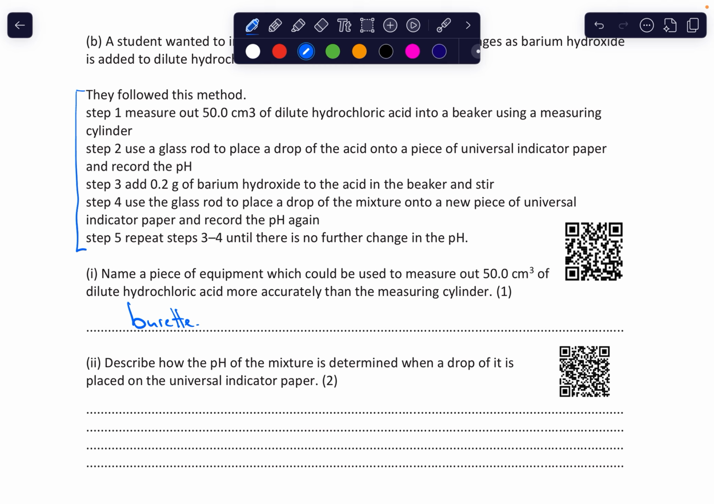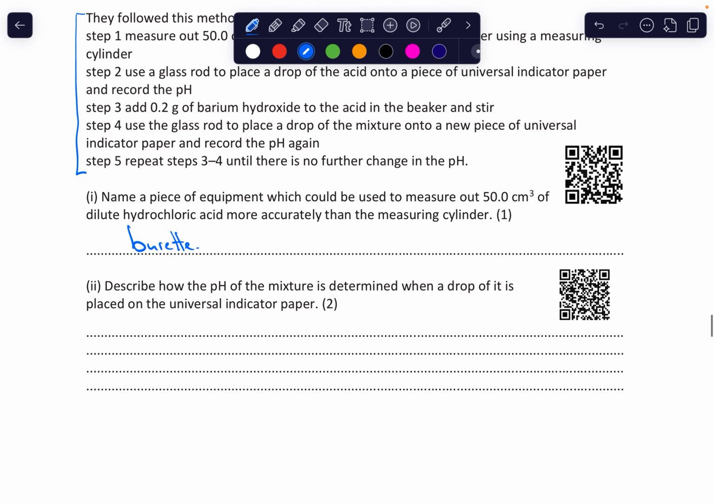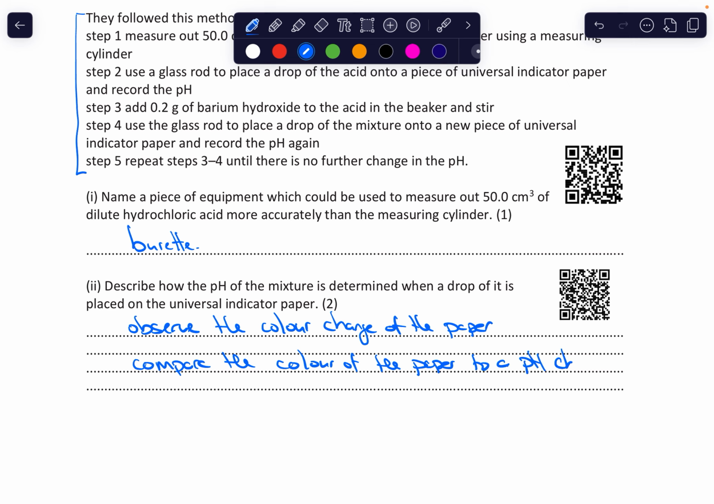Describe how the pH could be obtained when a drop is placed on a universal indicator paper. So what you would do there is observe the colour change of the paper. The paper will change colour. And then what you would do is compare that to a pH chart. So we're going to compare the colour of the paper to a pH chart. And in terms of marks there, it's 2 marks, so you get 1 mark for each statement.